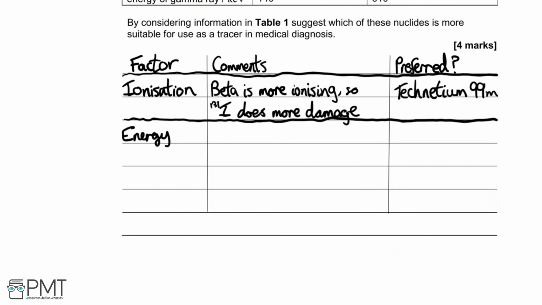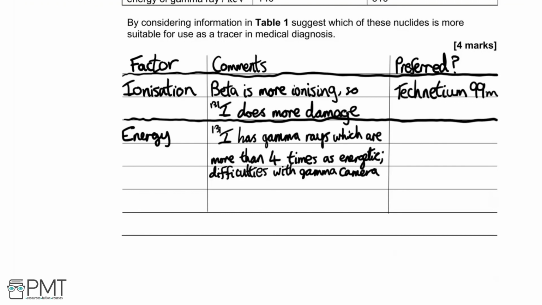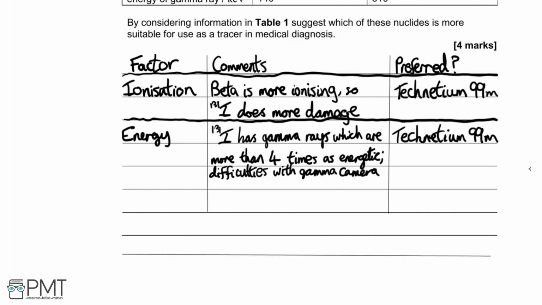The next factor we're going to compare them on is energy. And the thing to note here is that the gamma rays produced by iodine-131 are more than 4 times as energetic as those for technetium-99m. So that's going to be difficult when using a gamma camera. They're not necessarily going to be as easy to detect. So that's going to be a point in favor of technetium-99m again. Just going to give myself a little bit more space there to fill the table in.